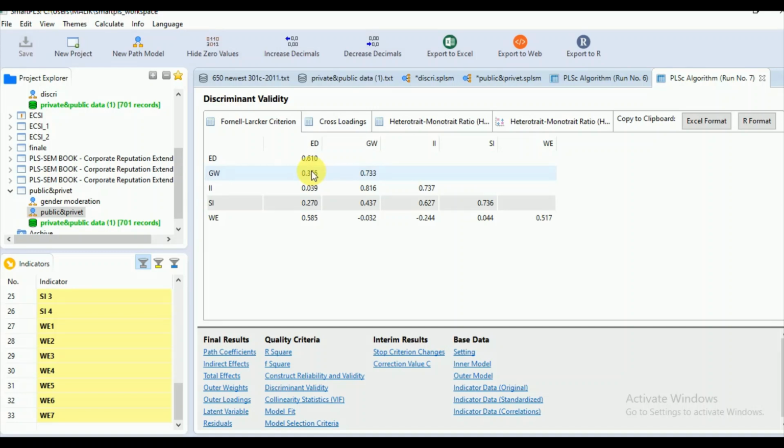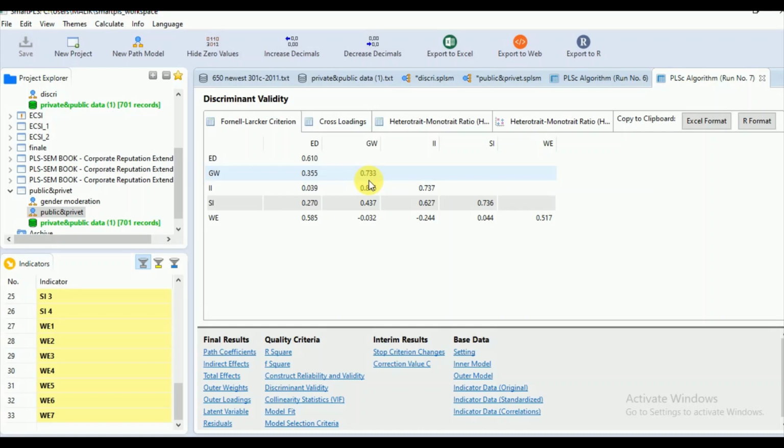We will find the square root of these correlations, and these square roots of the correlations should be lower than the AVE of that construct. So the number on top, which is the AVE, should be higher than the square of the inter-construct correlation in the reflective model. For EDE we have no issue, but there is some issue we can find in the case of the GW construct.